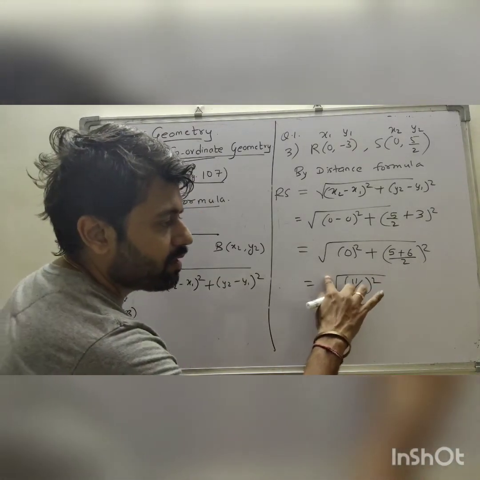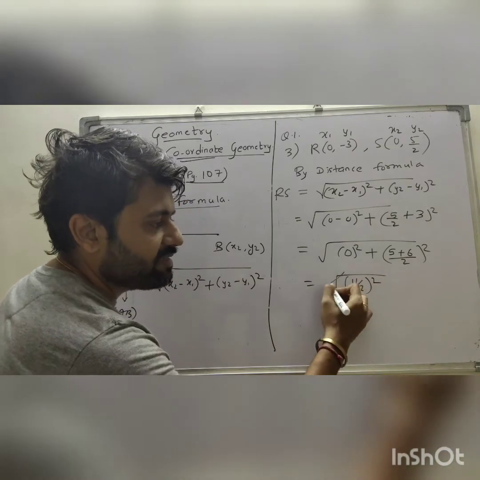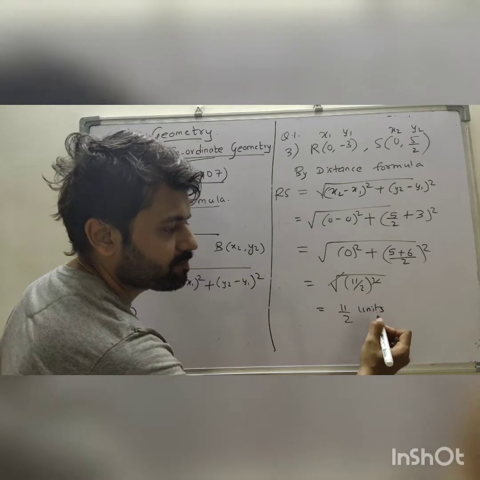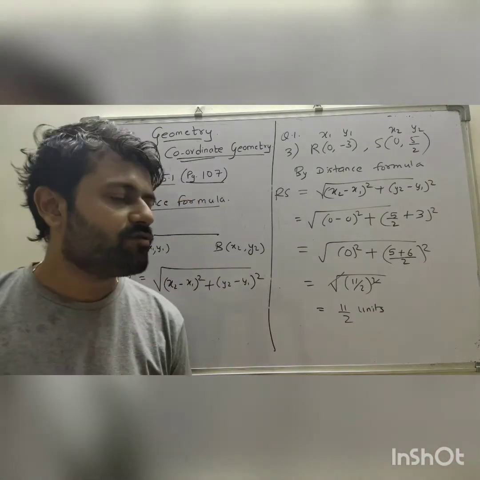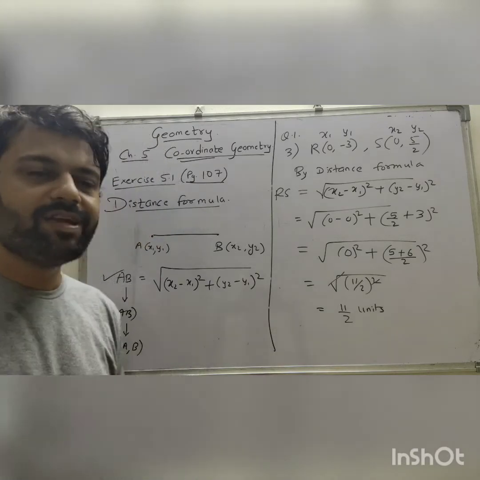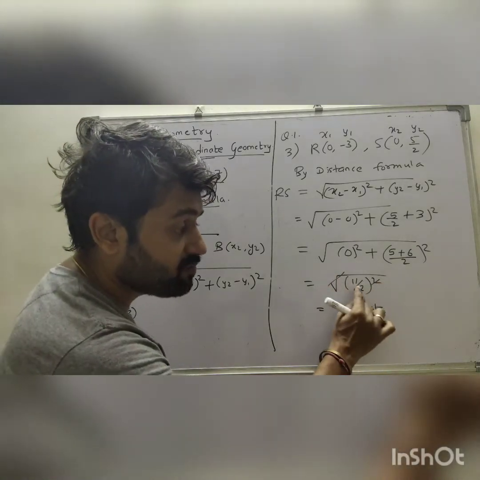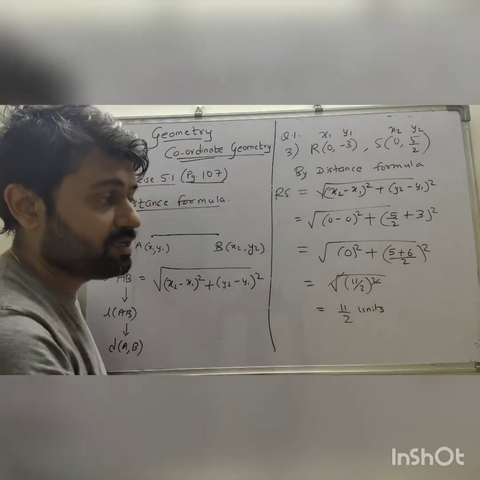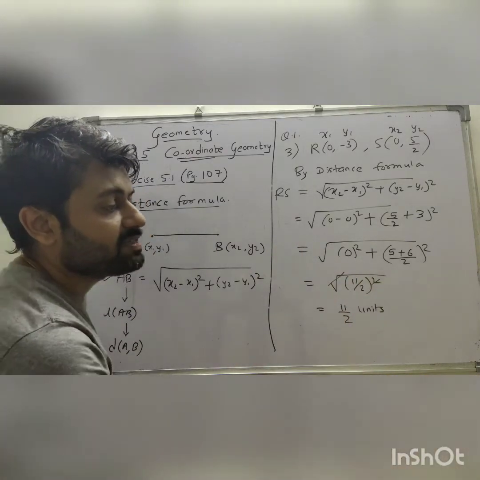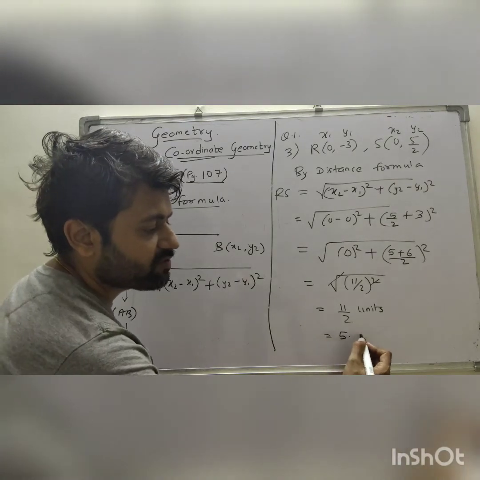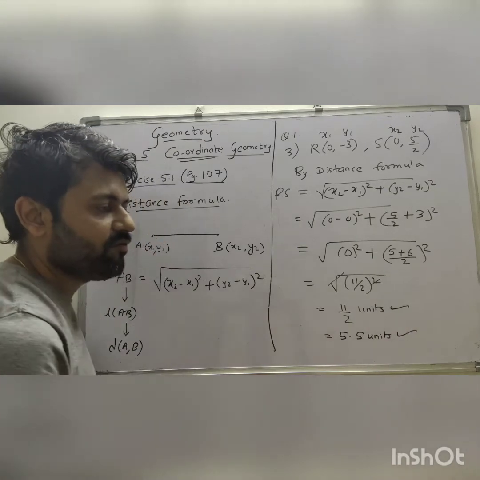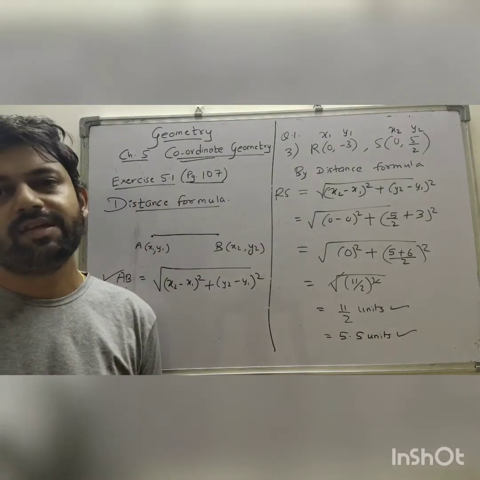This square and this square root can cancel and directly the answer will come: 11 upon 2 units. It means if you square this you get 121 upon 4, then take its square root, it will be the same thing. So directly we can cancel the square root, provided there should not be a plus in between. Remember this. It should be only one term to cancel square and square root. We can answer 11 upon 2. One can also write as 5.5 units. Half of 11 is 5.5. So both the answers are right.